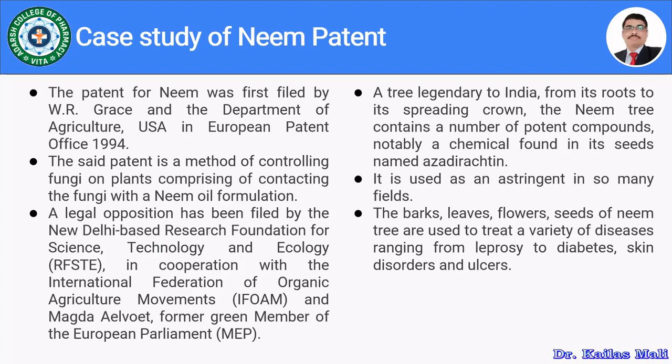As you know, the neem is a tree legendary to India, from its root to its spreading crown. The neem tree contains a number of potent compounds, notably a chemical found in its seed named azadirachtin. And it is being used as an astringent in so many fields. The bark, leaves, flowers and seeds of the neem tree are used to treat a variety of diseases ranging from leprosy to diabetes, skin disorders, and ulcers.